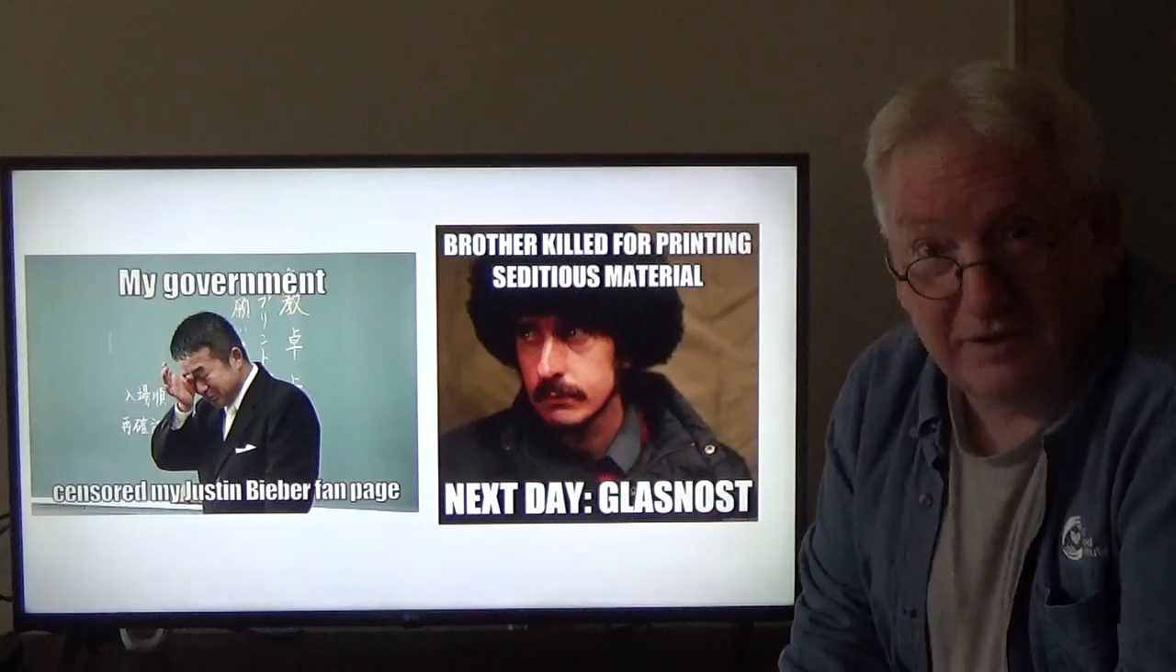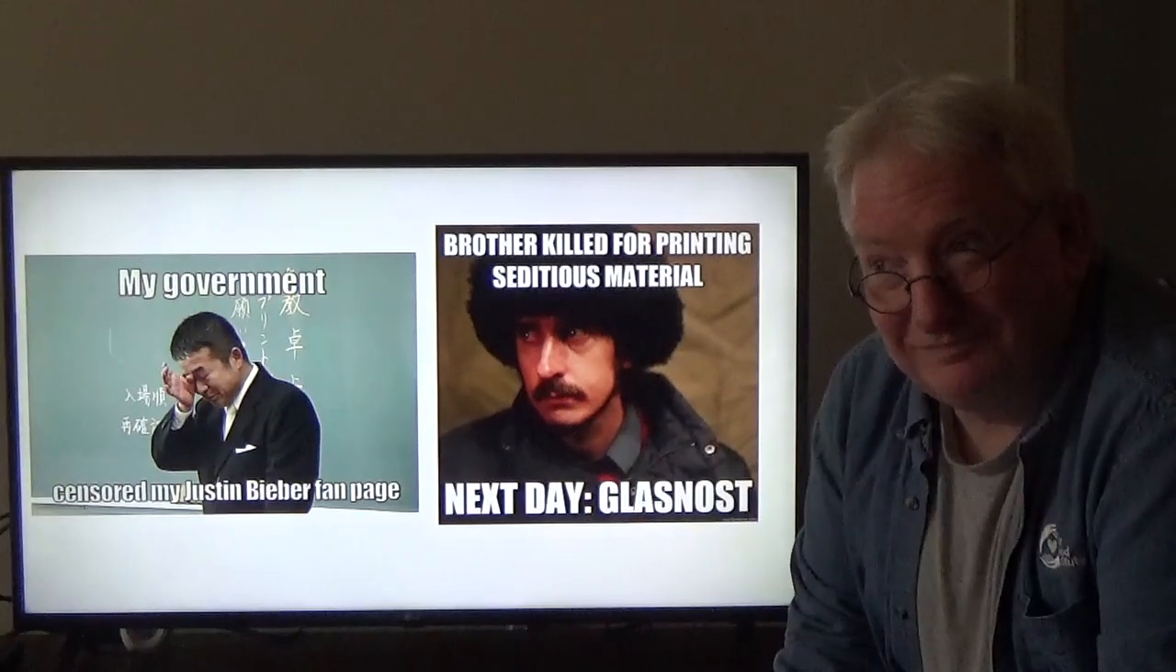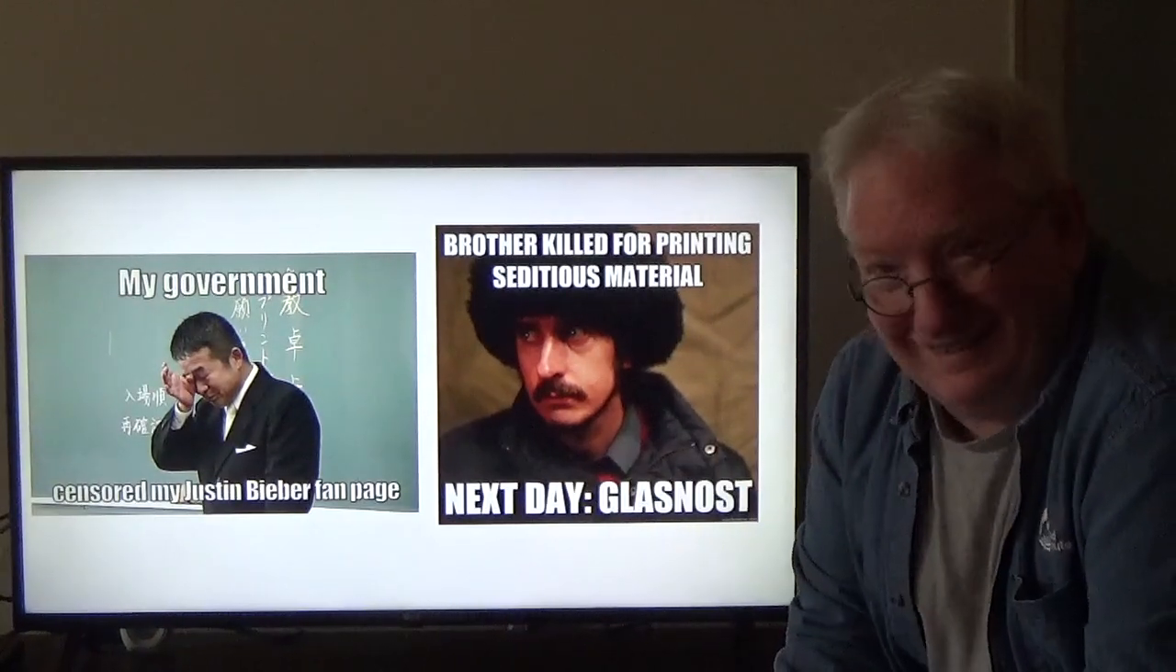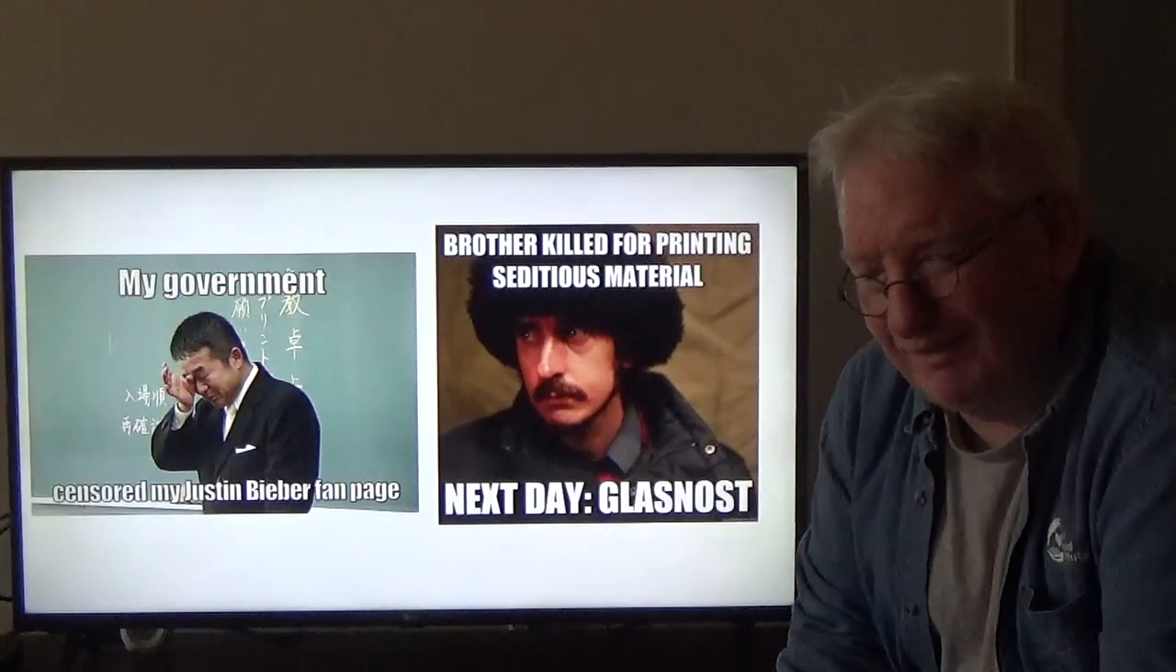Government censored. Thank goodness our government doesn't censor internet apps. No, sure, no.